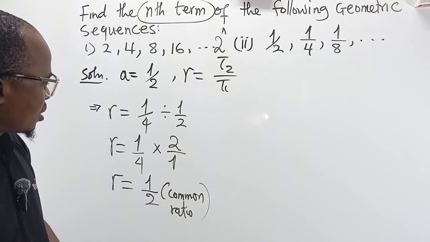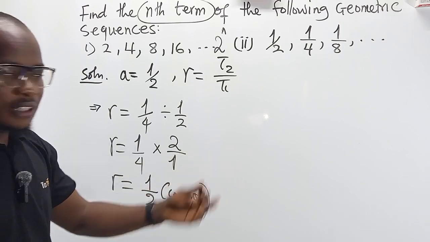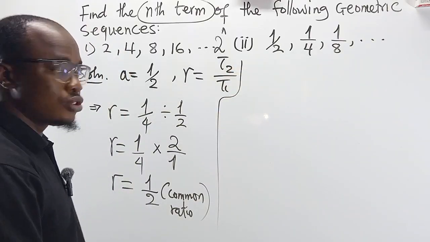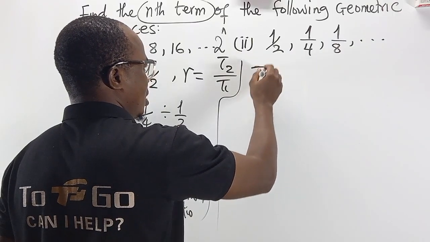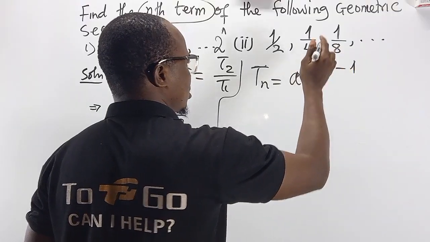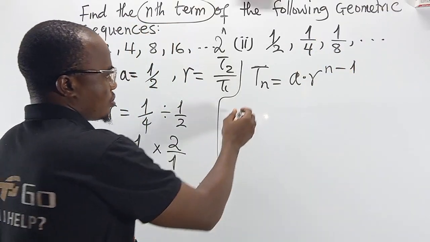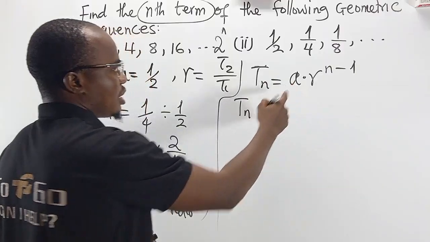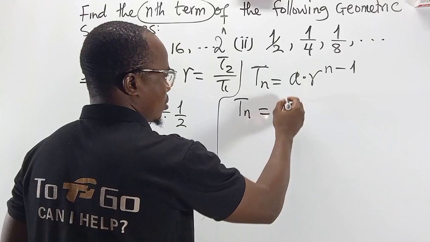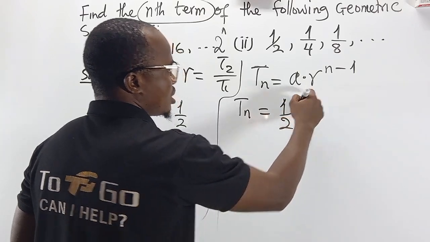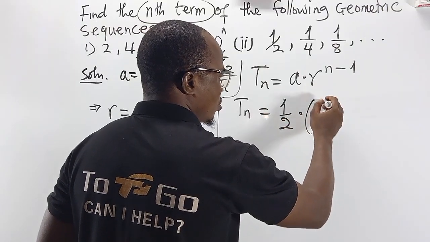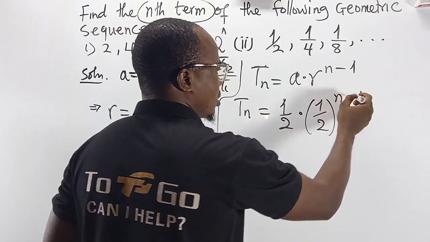So now we continue from there. Just left for us to generate our n term. And do not forget, as I said before, our Tn equals a multiplying r to the power of n take away 1. All right? And we are going to have our Tn equal to, what is our a? a is the first term, which is 1 over 2, multiplying, what is our r? r is also 1 over 2, to the power of n take away 1.